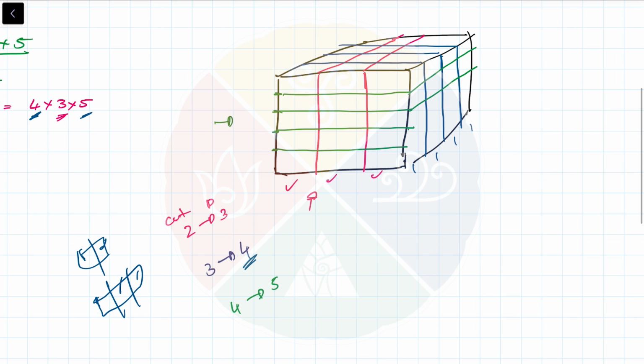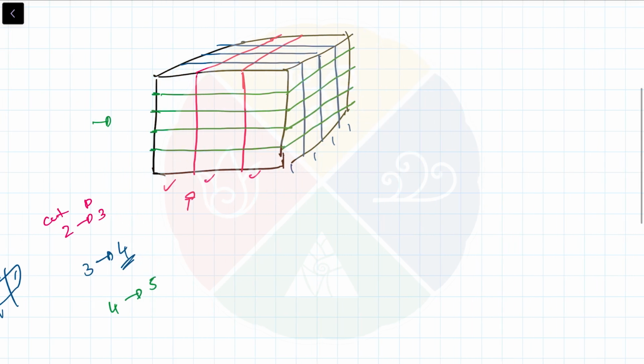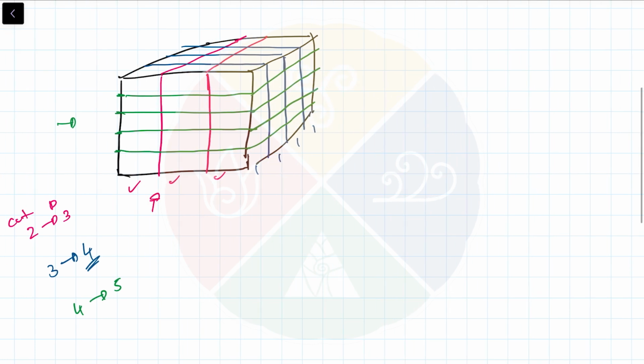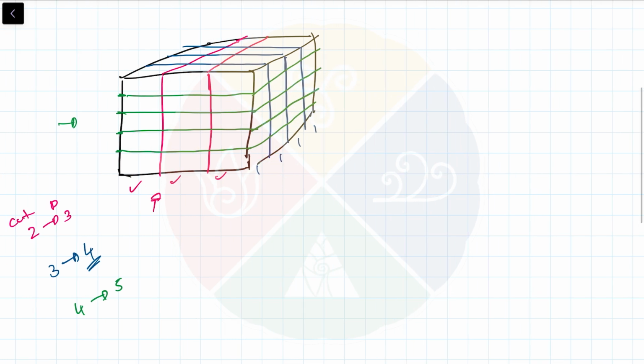4 cuts. Yeah. Now, if you look at this, how many cubes will be there? It's a basic condition of volume, area, etc. You can actually calculate that like this.